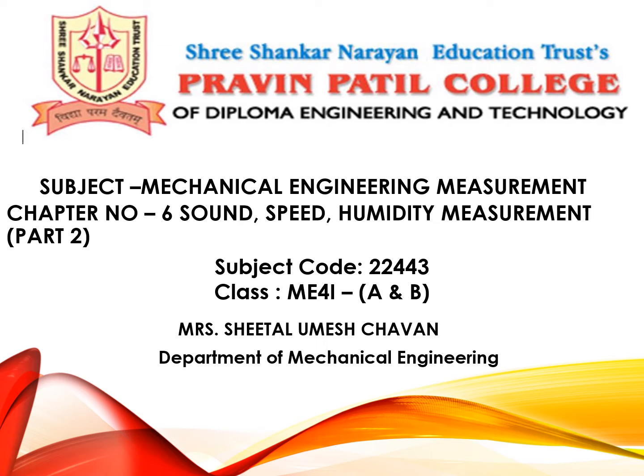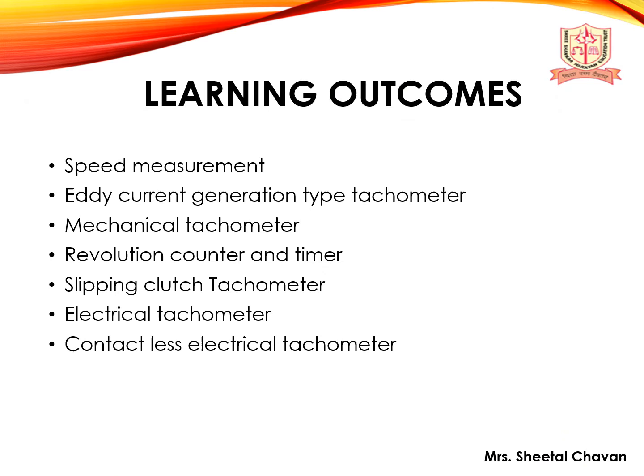So today we are going to start with chapter number 6, that is sound, speed and humidity measurement. The name of the subject is mechanical engineering measurement. Learning outcome: after completion of this video, students will be able to understand speed measurement, eddy current generation type tachometer, mechanical tachometer, revolution counter and timer, slipping clutch tachometer, electrical tachometer, and contactless electrical tachometer.